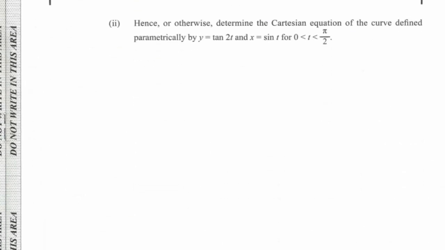Hence or otherwise determine the Cartesian equation of the curve defined parametrically y equal to tan 2t, x equal to sine t. So y equal to tan 2t, not 2 tan t, tan 2t. And we also have x equal to sine t.